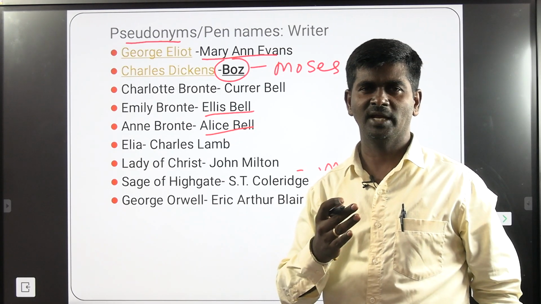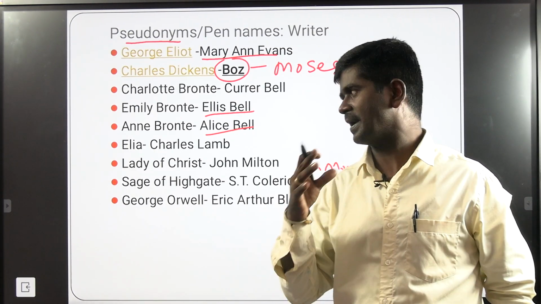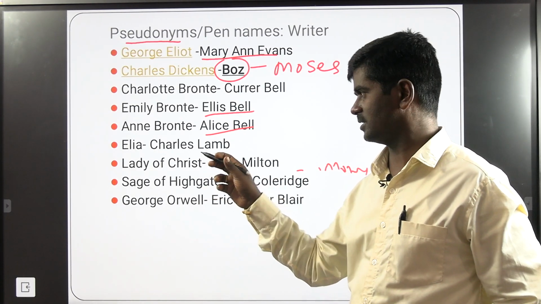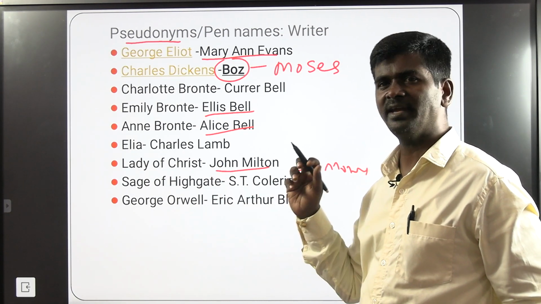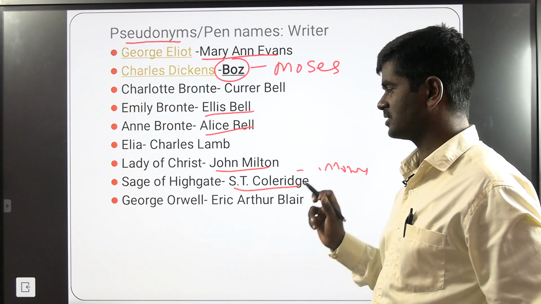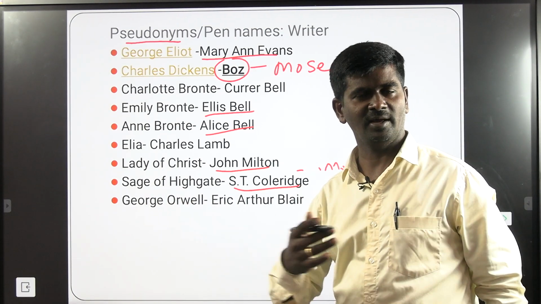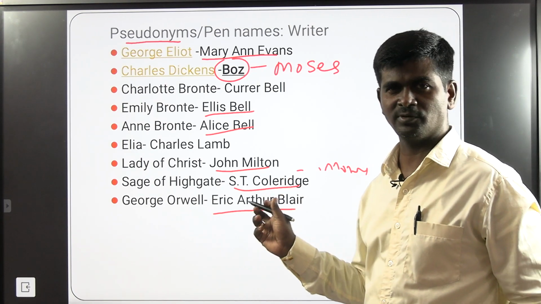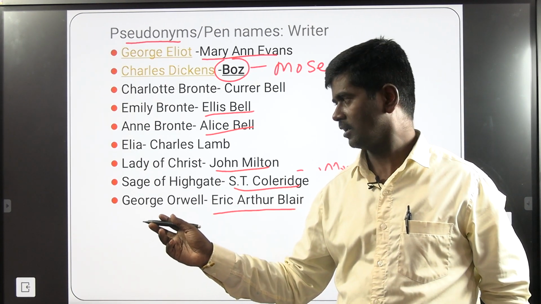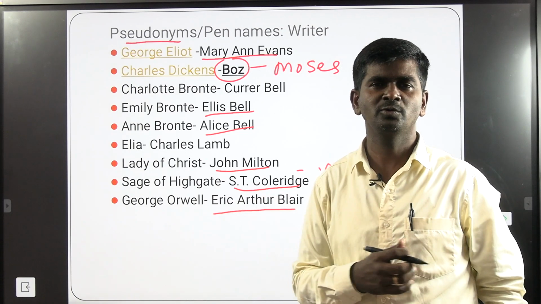Elia, as you know, is a pen name of Charles Lamb. Lady of Christ's is a popular pen name of John Milton. And Sage of Highgate is the pen name of S.T. Coleridge. George Orwell, as you know, the author of Animal Farm, Eric Arthur Blair is the original name, but he wrote as George Orwell.